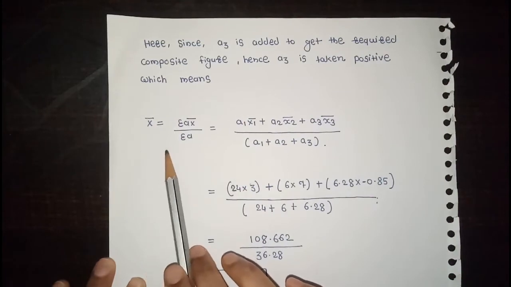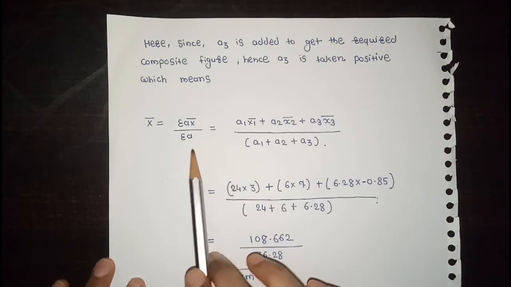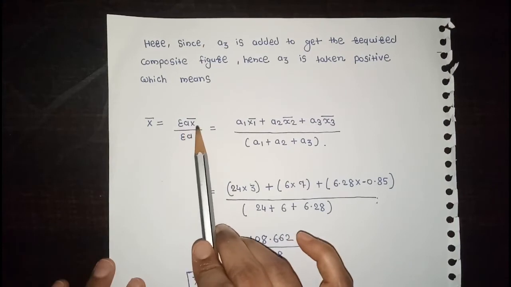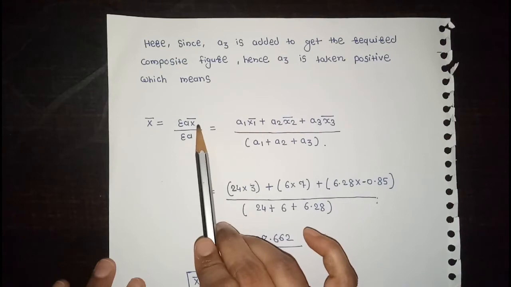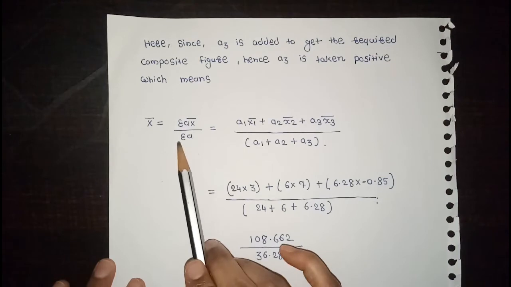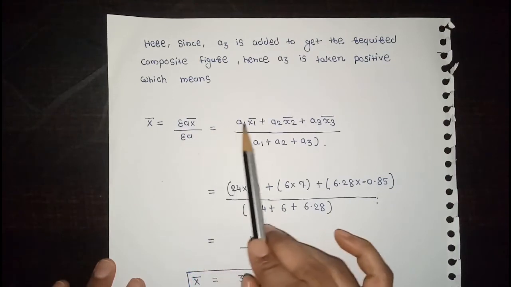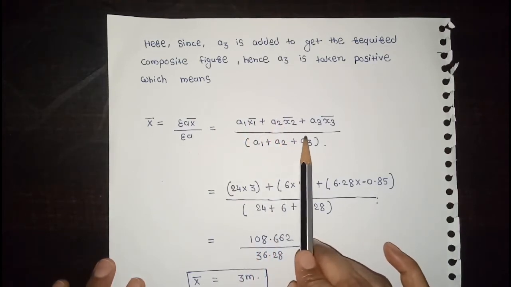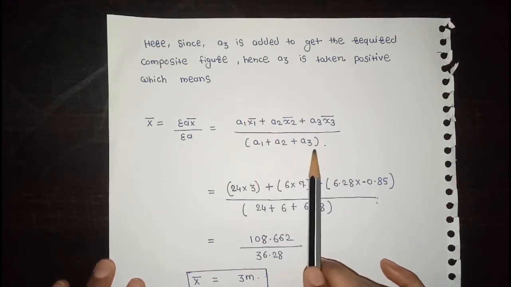Which means x bar is equal to summation ax bar divided by summation a. What is meant by summation ax bar? It means the algebraic sum of the product of area and distance of centroid of each section, and summation a means the algebraic sum of the areas of all sections. So it is a1 x1 bar plus a2 x2 bar plus a3 x3 bar divided by a1 plus a2 plus a3.